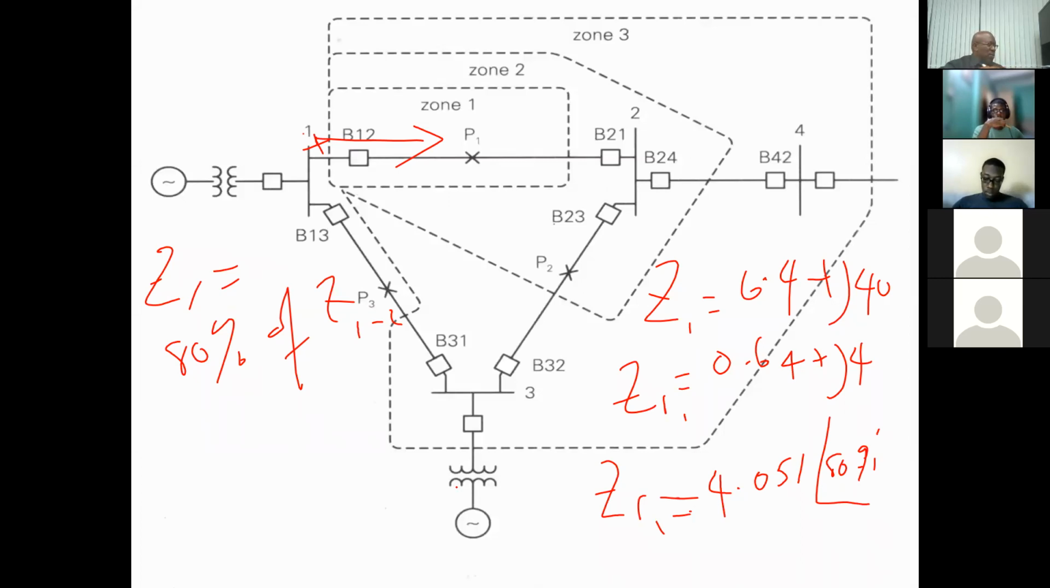All right. And of course, you multiply and then you divide by 10. All right. And that will be the setting for your impedance, really. Nice and simple.